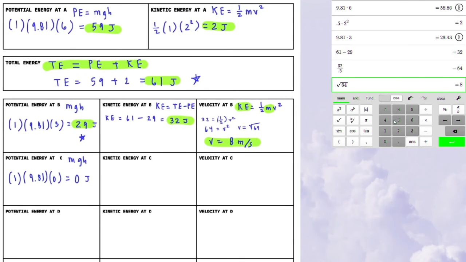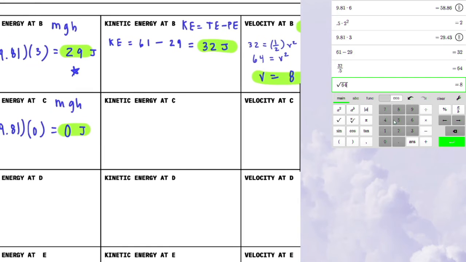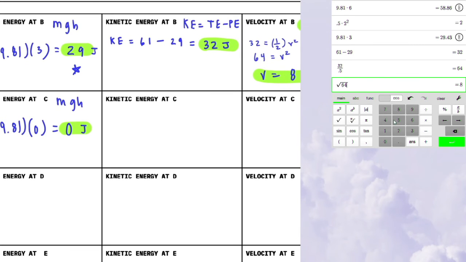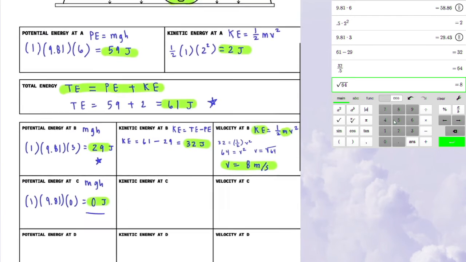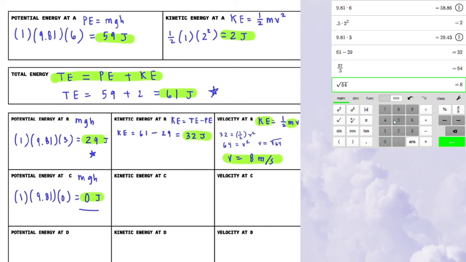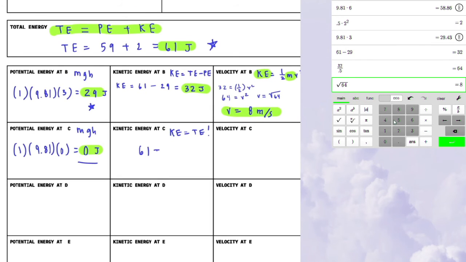All right, so now I'll do one more line of this grid and then I think you guys will be set. This one is a super easy one, because if there's 0 joules of potential energy, that means all of the energy is in the form of kinetic energy at point C. And so I don't even need to do any calculation for this. I can just say the kinetic energy is equal to the total energy, therefore it is 61 joules. And we're done with that one.